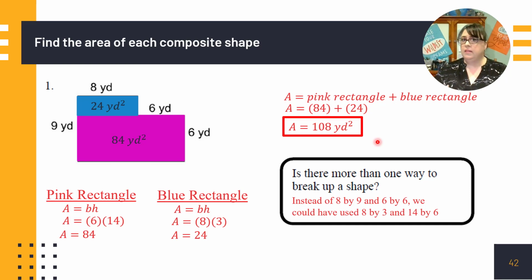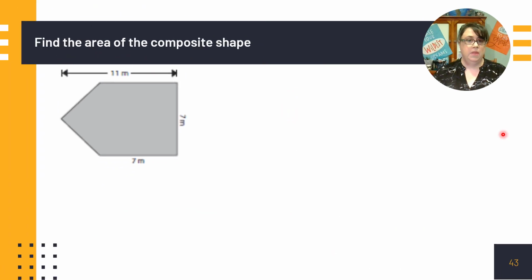So be aware that if you are working with somebody on a problem, you may see the problem differently, and there's nothing wrong with that. You do need to go all the way down to the end to see if you're coming up with the same answer. So now let's look at this composite shape.